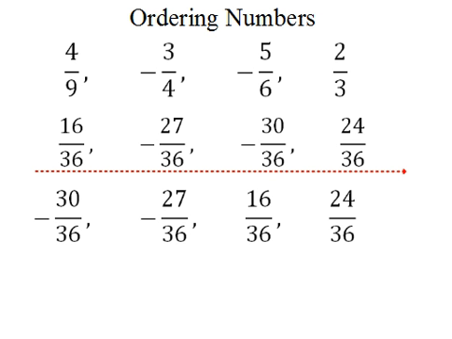Again, only looking at the numerators once we have a common denominator. Negative 30, negative 27, 16, 24. Those are now in the same order as they would appear on the number line. So it's going to be the same for those fractions.